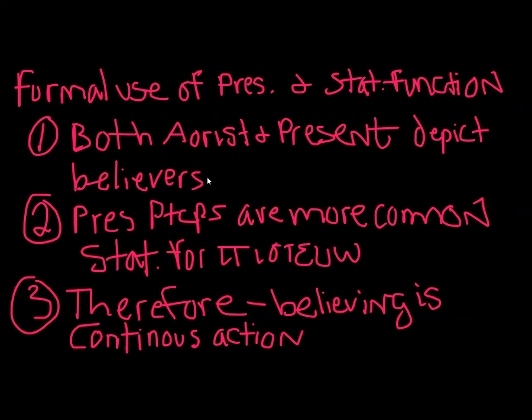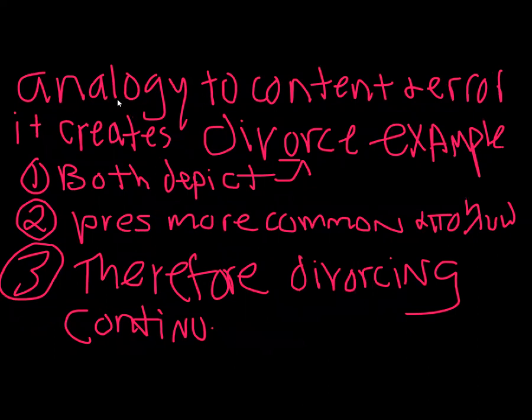So basically the argument goes like this. Both the aorist and the present tense depict believers. Present participles are more common statistically for pisteuo. Therefore, believing is continuous action. But watch this, guys. You're going to see an analogy to the content that the error creates. We're going to use the example of divorce. Both the aorist and the present tense depict divorce. The present tense occurs more commonly with apoluo, which is the word for divorce, in that place. Therefore, divorcing means continuously divorcing the same woman. Of course, that doesn't make sense, right?